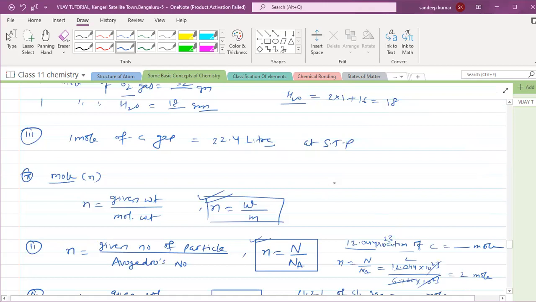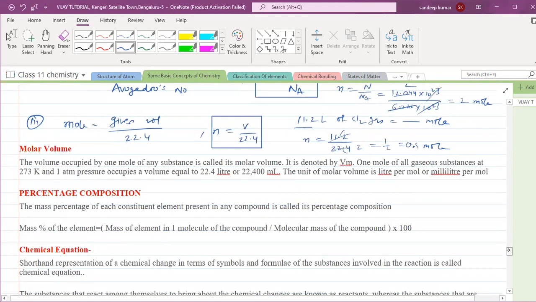If they ask you that 90 grams of water is equal to dash mole, so what is the formula? Now weight is given, so this formula will apply. N is equal to what? Given weight by molecular weight. What is the weight given? 90 grams. What is the molecular weight of water? 18. So 18 times 5 is 90, so 5 moles. Am I clear? In this way we can solve the numericals of mole using these three formulas. Okay, very important.